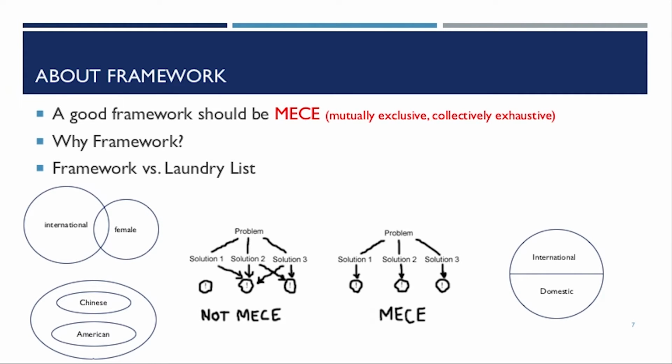It's mutually exclusive and collectively exhaustive. You can see that from the graphs in the bottom. The left one is about mutually exclusive, so we can see that international and female are not exclusive. But Chinese and American are exclusive, but they are not exhaustive, because there are people other than Americans and Chinese, so we have international and domestic, which is mutually exclusive and collectively exhaustive in this way.